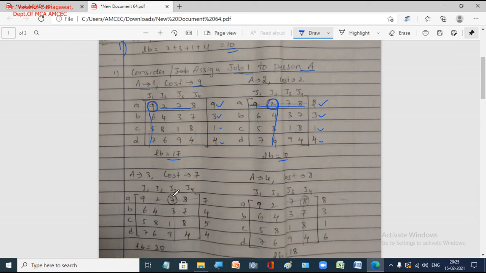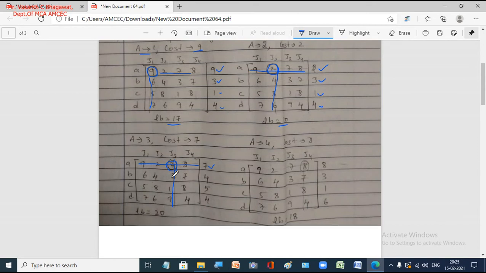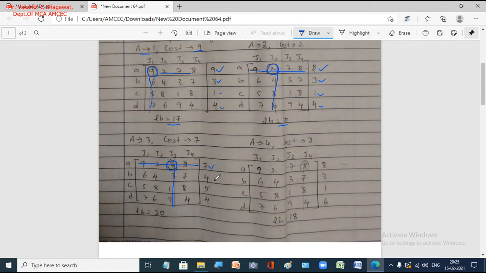So now the third job. Now you assign the third job to A. Suppose you assign the third job to person A, what is the cost for this? 7. Right? So now in the same process, we will strike off this particular row and we will strike off this column, because this is assigned to A. So now find the lower bound. In the second column, second row, the minimum value now is 4, the next minimum value is 5, right? So the next is 4. Now when you add all these things, you get a lower bound of 20.